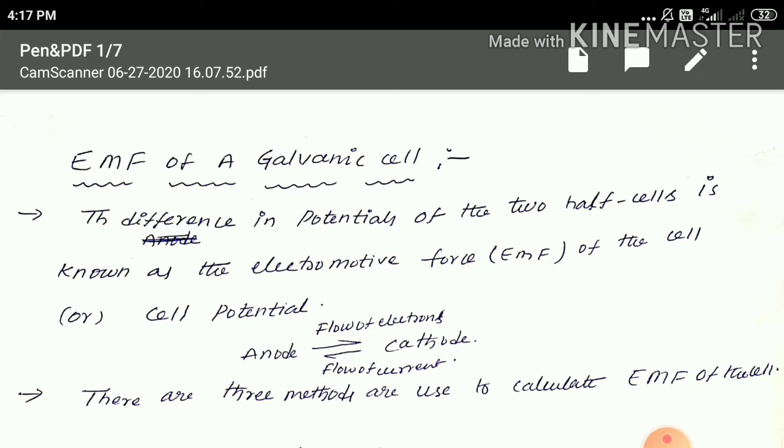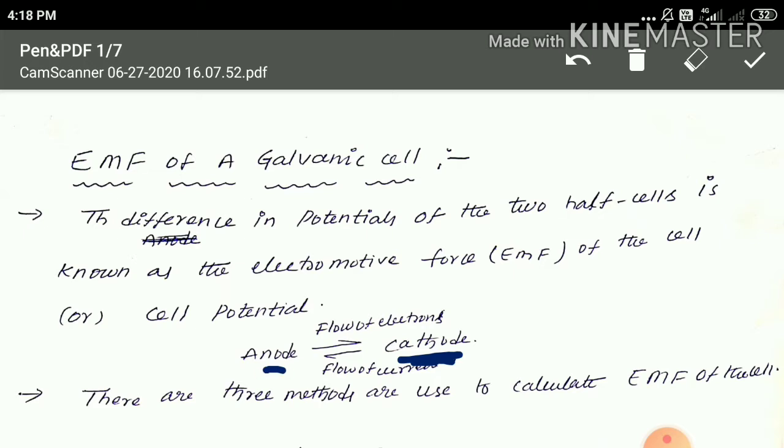On account of this difference in electrode potentials, the electric current always moves from the electrode at higher potential to the electrode at lower potential. That means the current flows from an electrode whose electrode potential value is high to an electrode whose electrode potential value is low. Generally, the current flows from cathode to anode, like this.